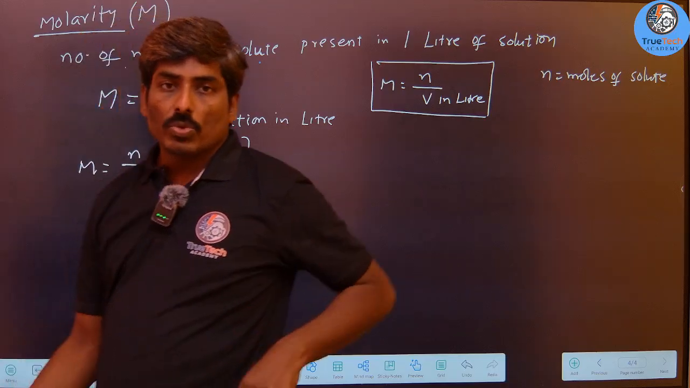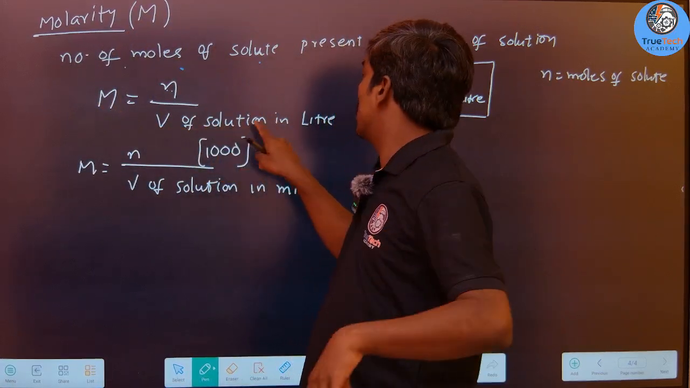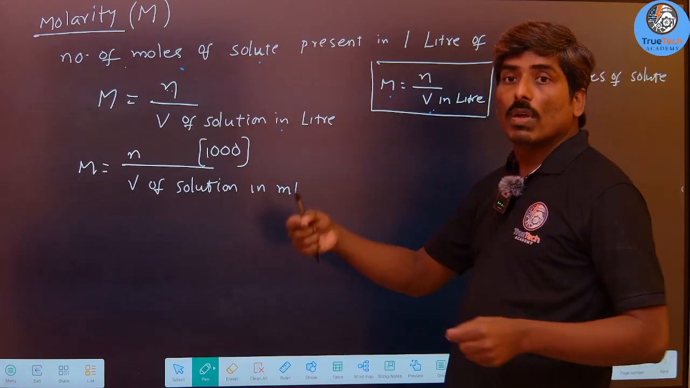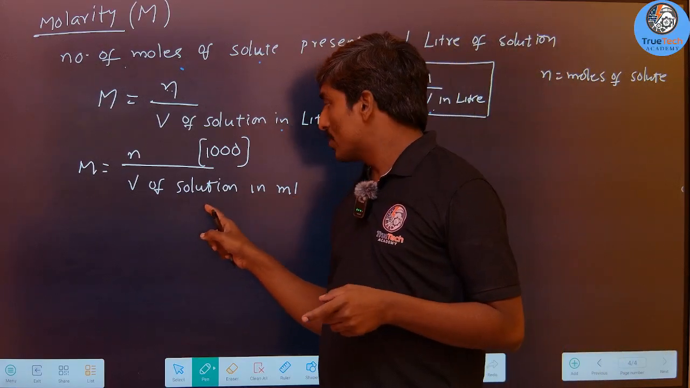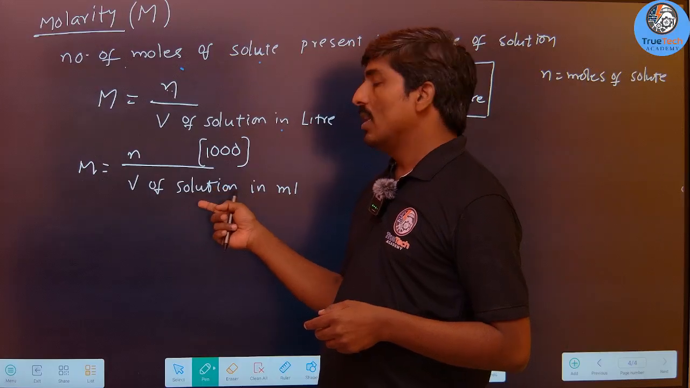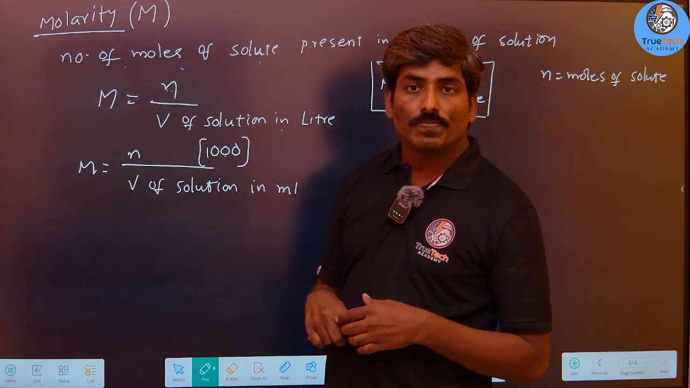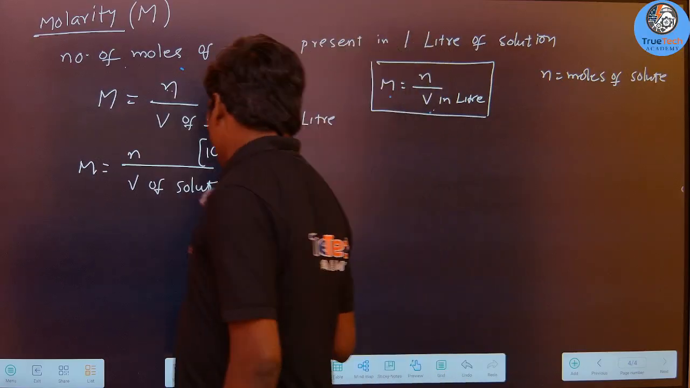to calculate molarity. If the given information is in liters, the simple formula is M equals N by V. Here N is moles of solute, and volume is in liters. For example, if the given information is in terms of ml, volume of solution in ml, it is multiplied by 1000. So whichever you use, no problem.